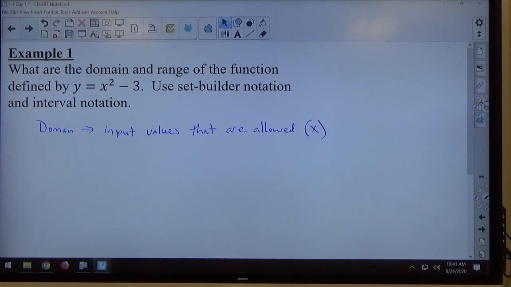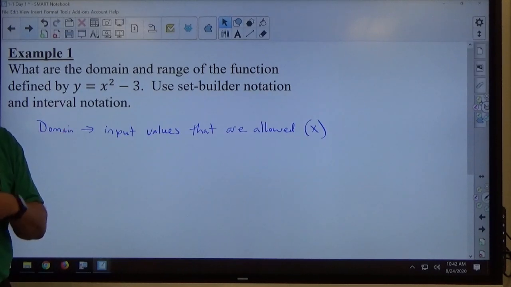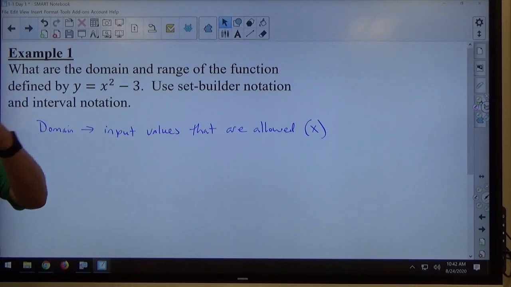Okay? If we are square rooting things, if we square root x, we can't take the square root of a negative number. So when I say that is allowed, we have to consider what are we allowed to take the square root of. We can take the square root of 0, we can take the square root of positive numbers, but we cannot take the square root of negative numbers. So when we're trying to find input possibilities, what would make the radicand, the number underneath the radical, negative?